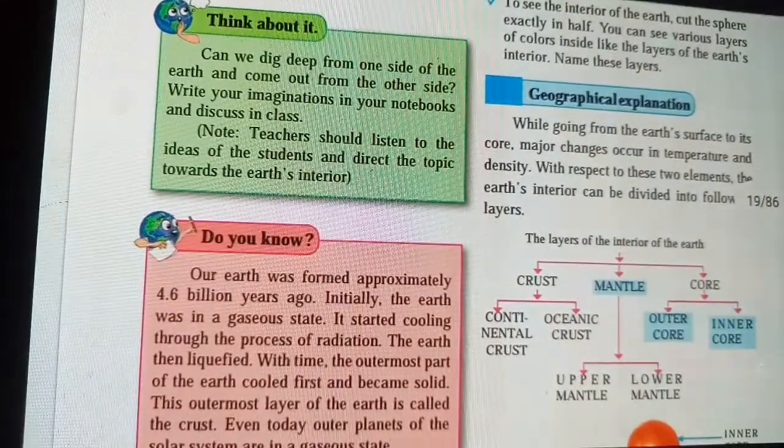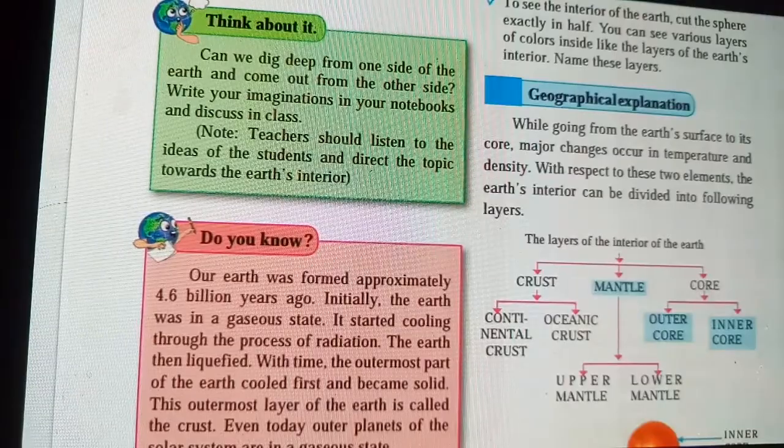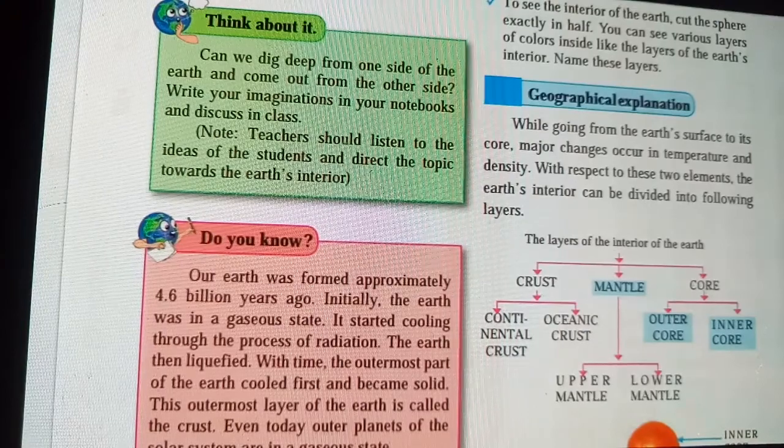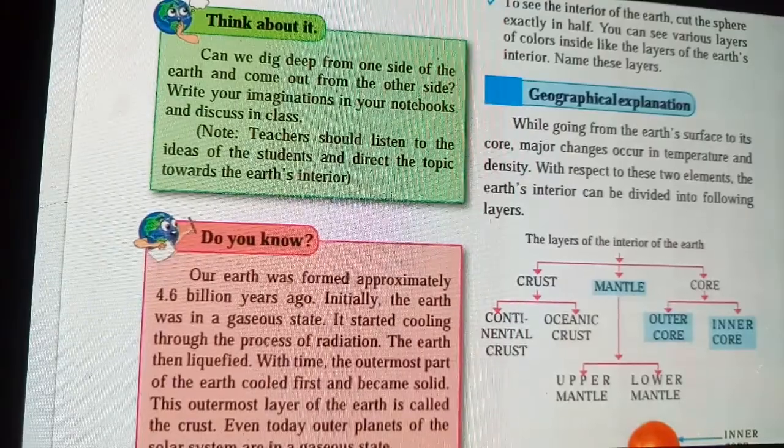We'll see the geographical explanation. While going from the Earth's surface to its core, major changes occur in temperature and density. With respect to these two elements, the Earth's interior can be divided into the following layers. So you have different types of layers. There are some diagrams given in the textbook.